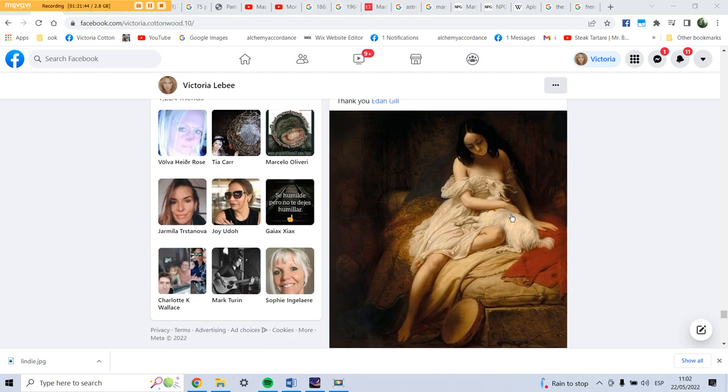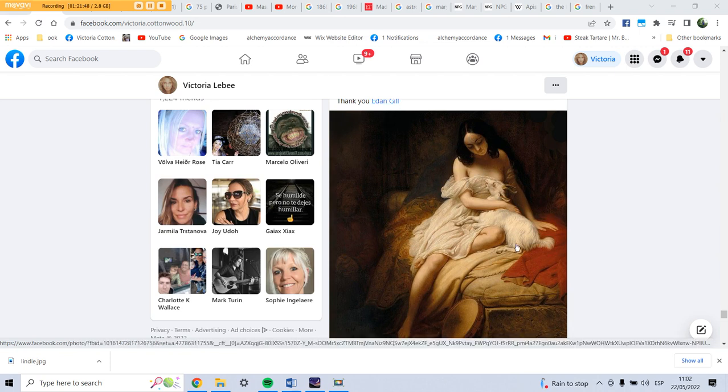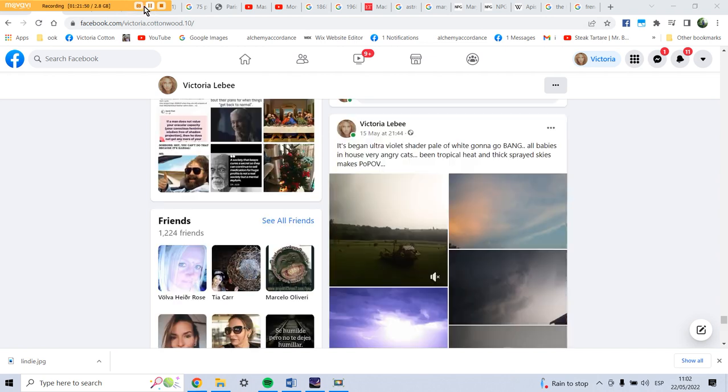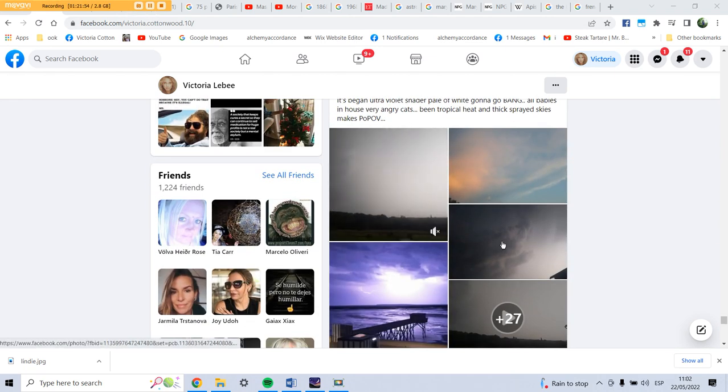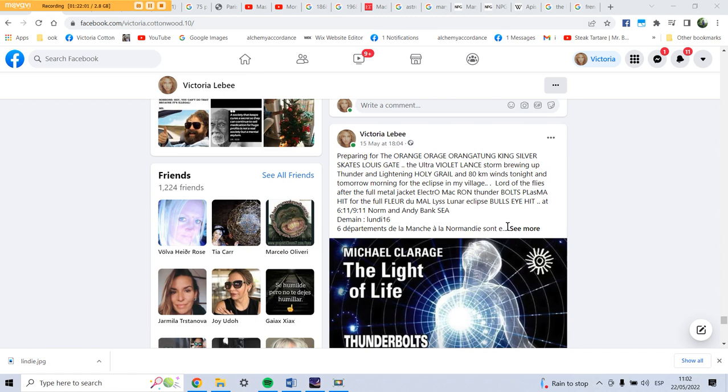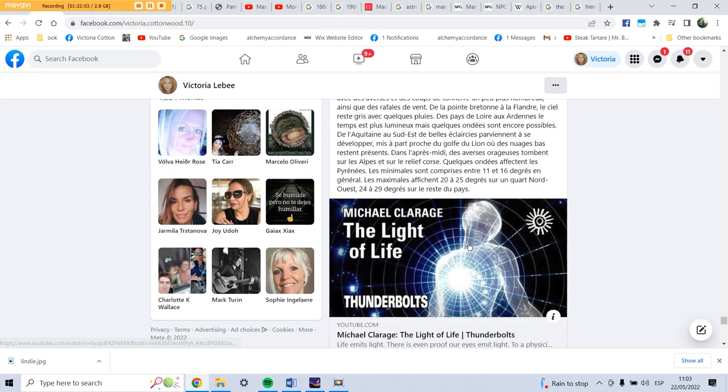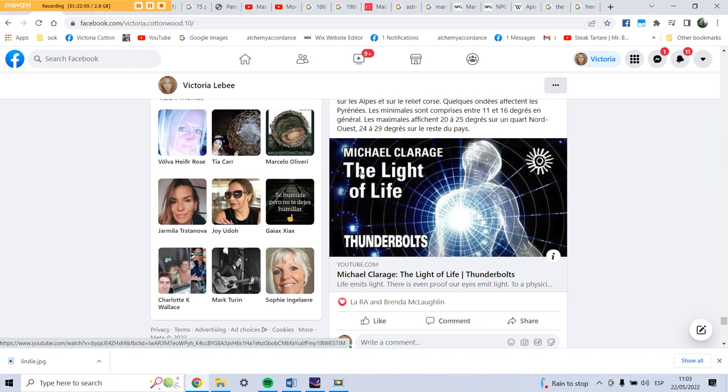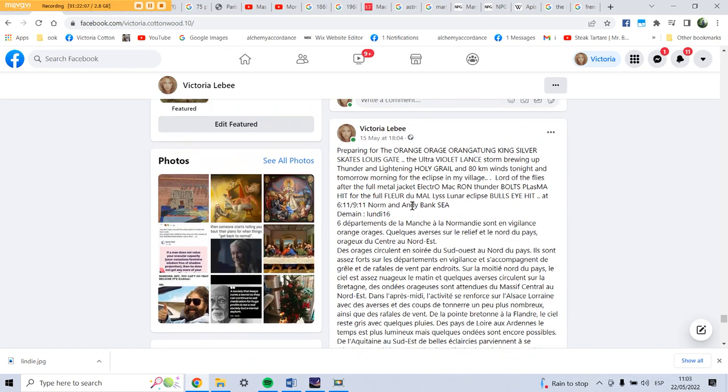So this was posted by my friend Eden. We've got the Virgo girl meeting Capricorn. It's just pictures on the 15th of May of the ultraviolet passage and thunderstorms where I live. Thunderbolts bring out exactly what's going on, the light of life.